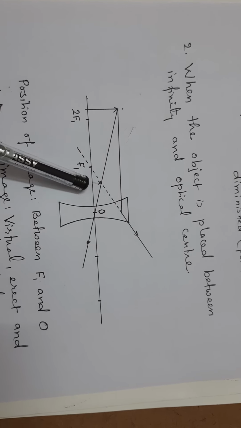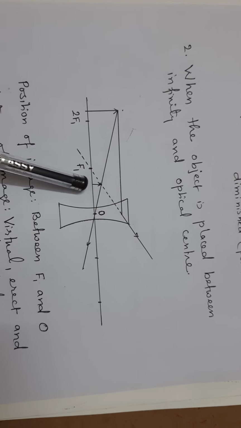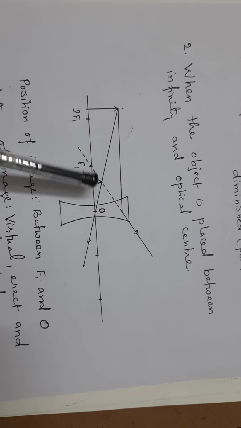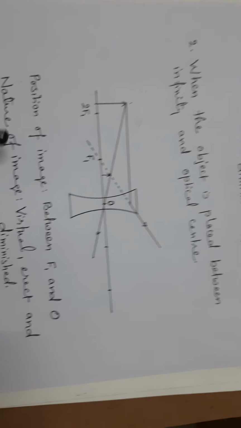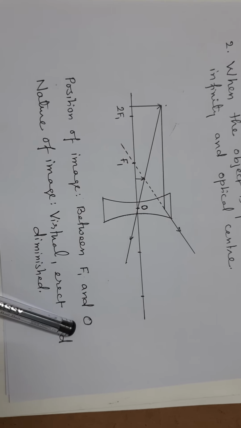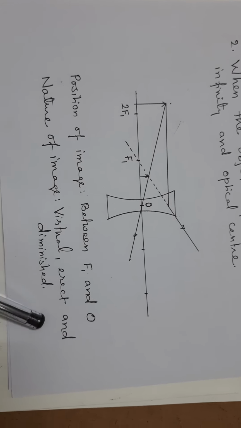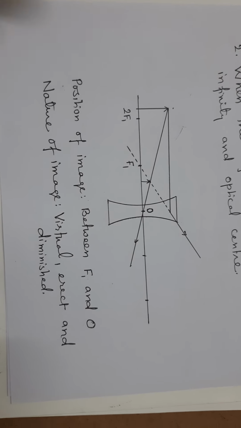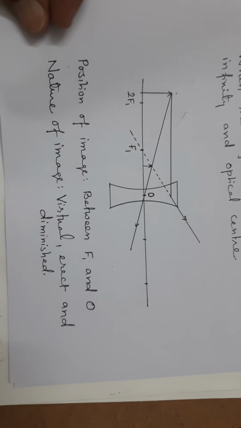And you can see that A dash B dash, the image is formed between focus and optical center. So what do we say? Position of image between F1 and O. It is virtual, erect and diminished. Size is smaller than the object, that's why diminished.